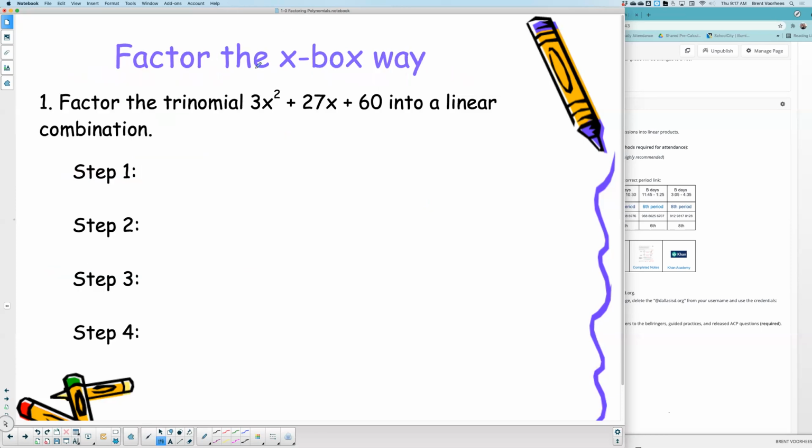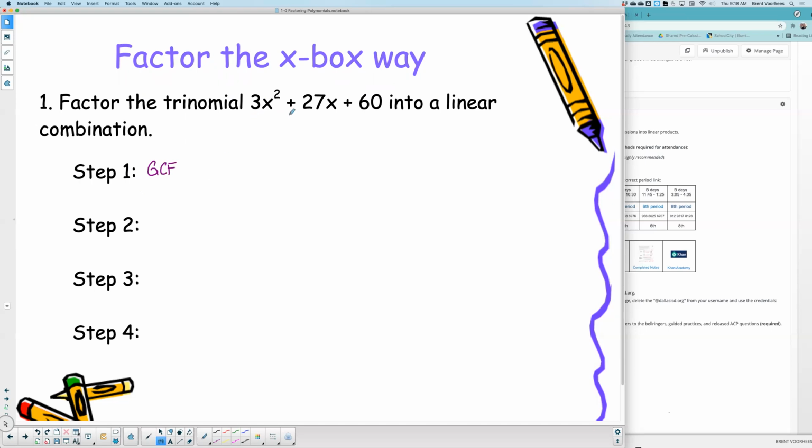So here's a trinomial. 3x squared plus 27x plus 60. What we're going to do is we are going to factor it into, here's another word, linear combination. They could have said a linear product or a linear factor. So what was step one without flipping backwards? Who can remember? Figure out the greatest common factor. And I'm just going to say GCF. I'm not going to say look for the GCF. I'm just going to say GCF.